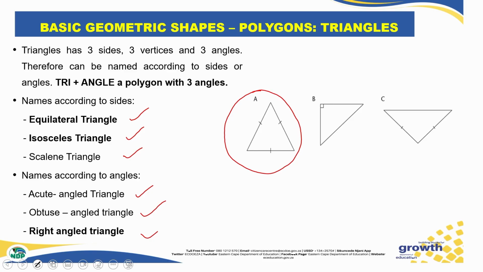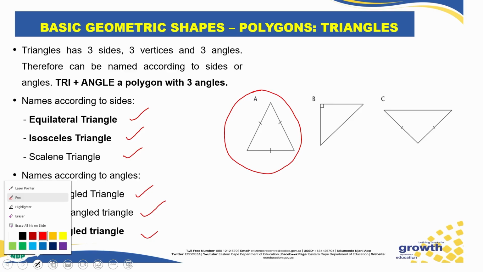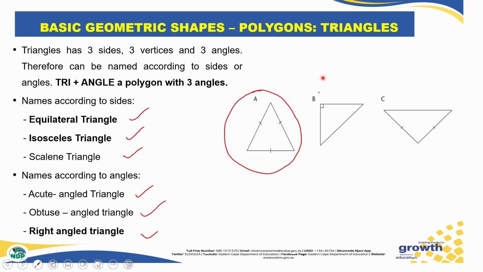When do we say a triangle is a right-angled triangle? It is a right-angled triangle because it has one angle which is a right angle. Remember, a right angle is an angle that is 90 degrees in terms of measurement. If you measure that angle and it becomes 90 degrees, then that triangle is a right-angled triangle.